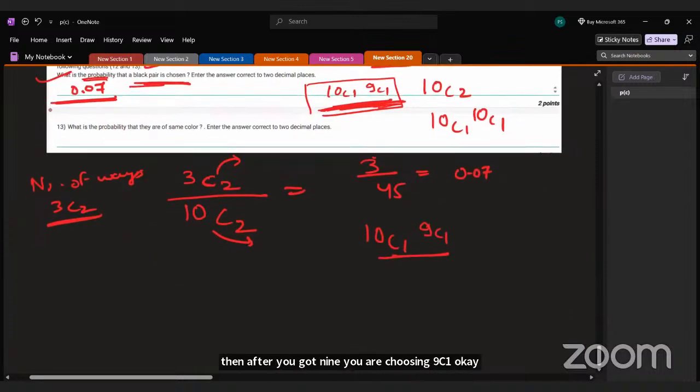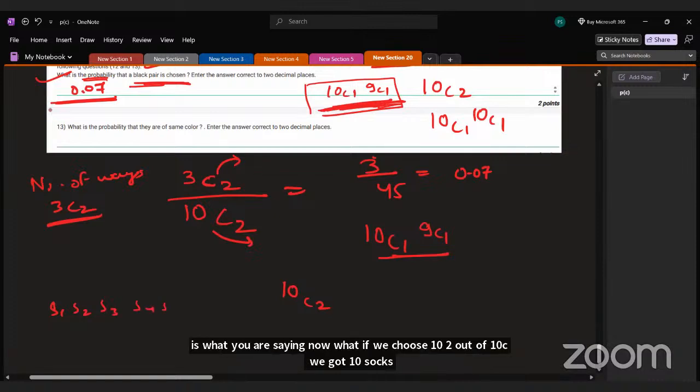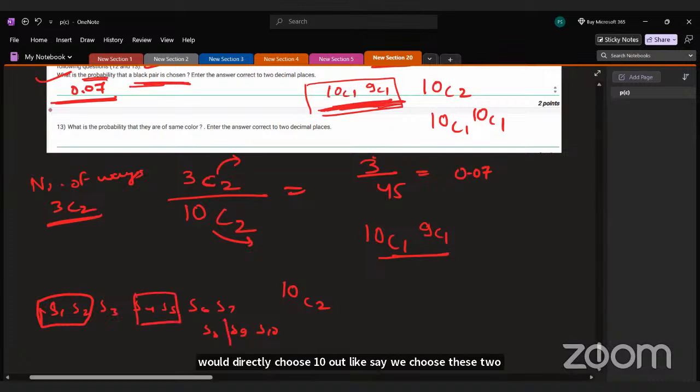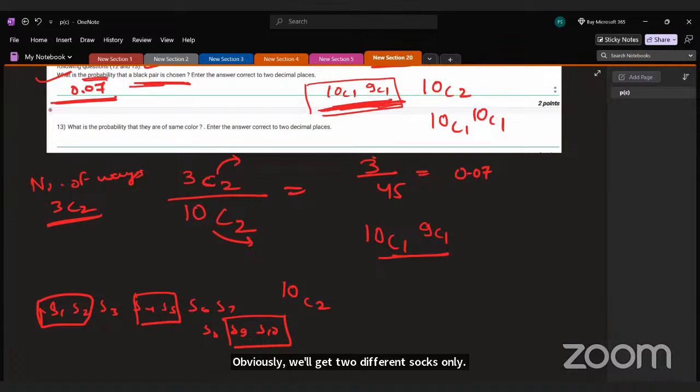Now, what if we choose 2 out of 10? We have 10 socks, S1, S2, S3, S4, S5, S6, S7, S8, S9, and S10. We would directly choose 2 out. Say we choose these two, in the next case we choose these two, and so on. Obviously, we'll get two different socks only. But in the case when repetition is allowed, we will choose one sock first, let's say S1, note it down, then put it back. Then we'll get 10C1, then again 10C1.